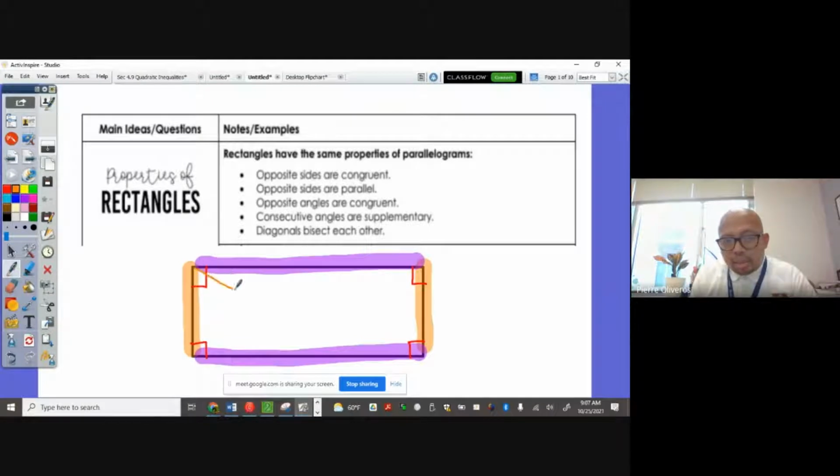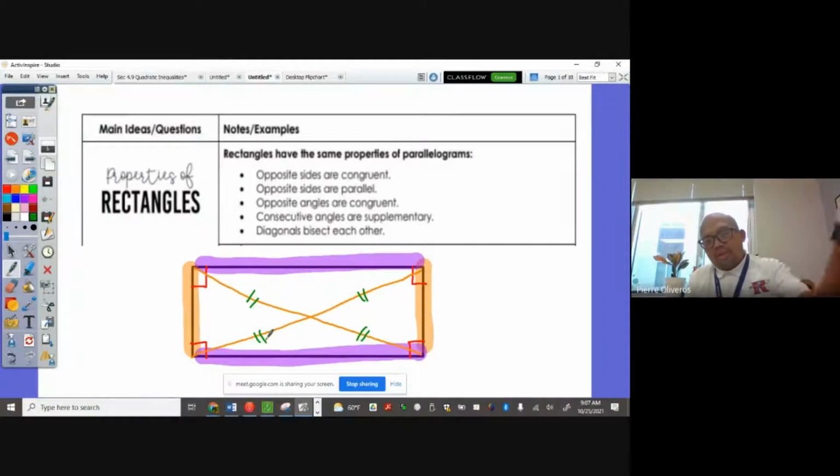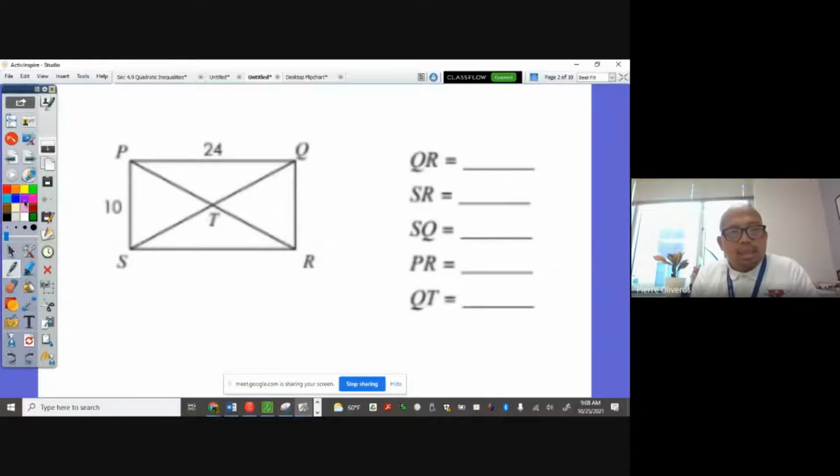And the diagonals here bisect each other, but all four of the parts are equal. That means the diagonals are congruent. Okay, both diagonals are equal. Those are the important things that we have to remember about rectangles, plus the properties that follow from a parallelogram. So let's see this one here.